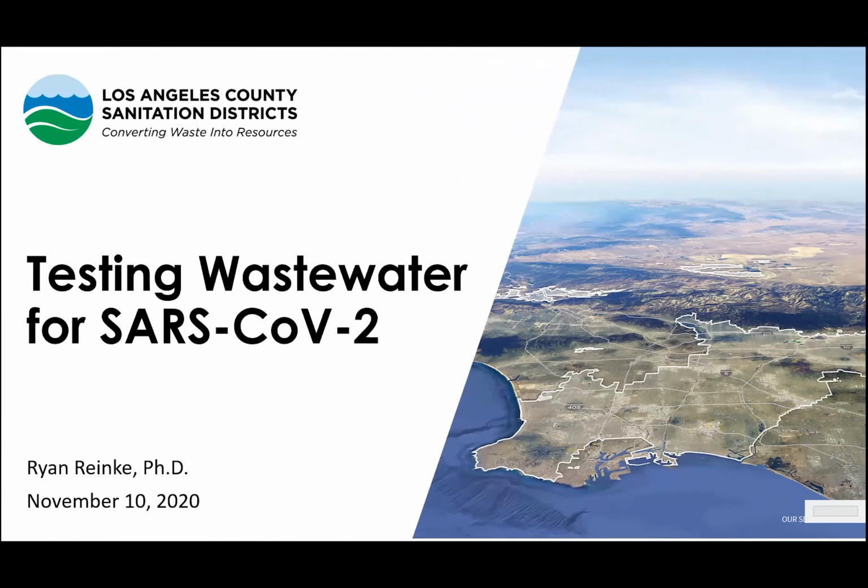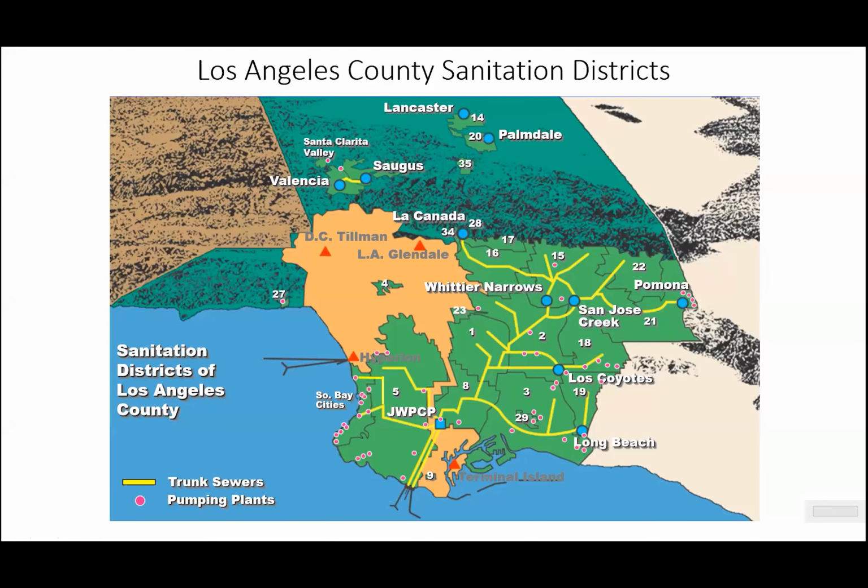Okay, thank you. Hello, I'll be talking to you today about our efforts at the Los Angeles County Sanitation Districts to test for SARS-CoV-2 in wastewater. And so I'll begin telling you a little bit about the sanitation districts. The district treats wastewater for over 5.5 million people in the greater Los Angeles area. We operate 11 wastewater treatment plants, which are shown here, the blue dots. 10 of those 11 plants produce water which is beneficially reused in various Southern California communities for things like irrigation and groundwater recharge.